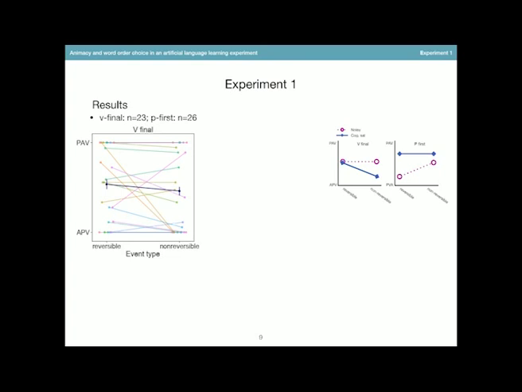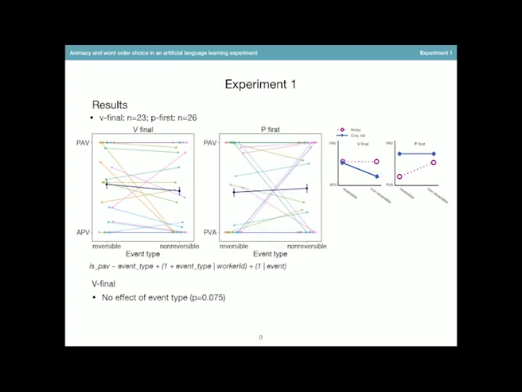So what we found was that on average there was a roughly equal proportion of PAV and APV for reversible events, and slightly more APV for non-reversible events. But when we submitted this to a statistical analysis, there was no effect of event type, so the differences weren't significant. In the P first language, we saw slightly more PVA for reversible events, but again, they weren't significant. So these results weren't consistent with either hypothesis.